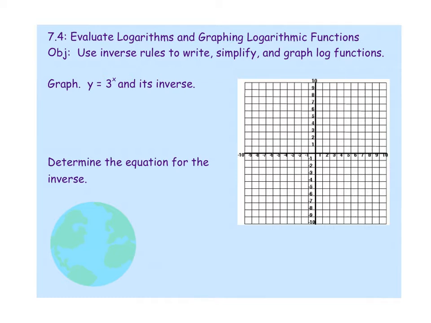It says graph y equals 3 to the x and its inverse. When we think about graphing inverses, that should bring you back to a chapter, like a couple of chapters ago, when we sketched the reflection over the line y equals x. So that means we have (0, 0), (1, 1), (2, 2), and so on, all the way up to the right, and all the way in the other direction, (-1, -1), (-2, -2), and so on.